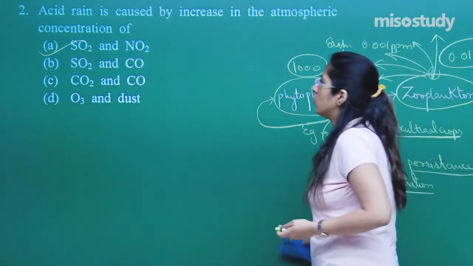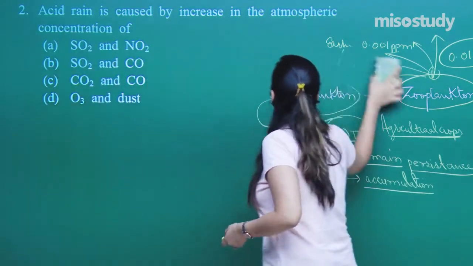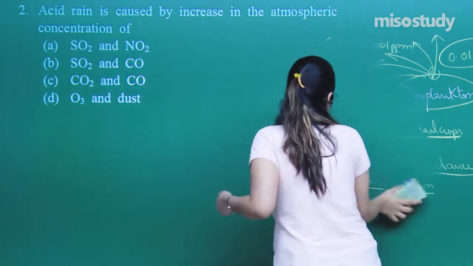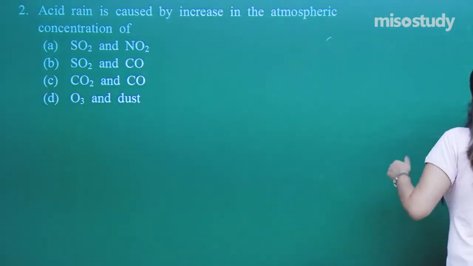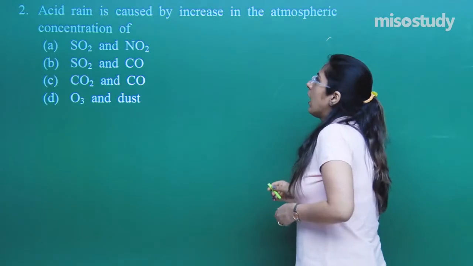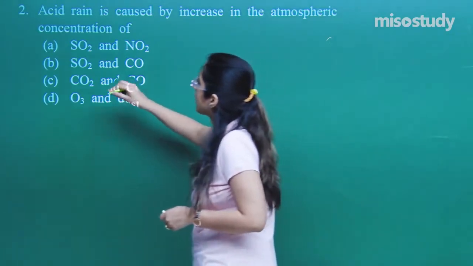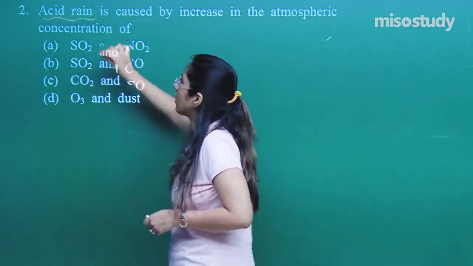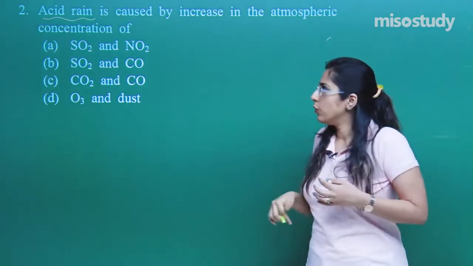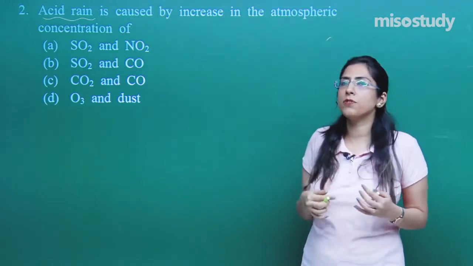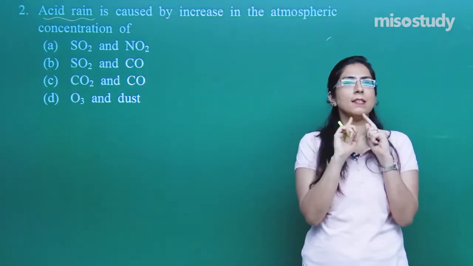Question 2 is discussing acid rain. Acid rain is caused by the increase in atmospheric concentration of. Now, what do you mean by acid rain? Acid rain means that whenever rainfall occurs, rather than water, some acid is coming down on the surface of earth. So, what are the different chemicals, the different gases which are responsible for the formation of acid rain? Majorly, what happens in the environment is that gases are increased.